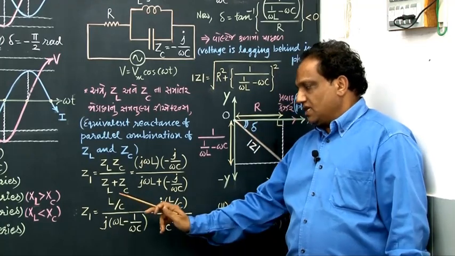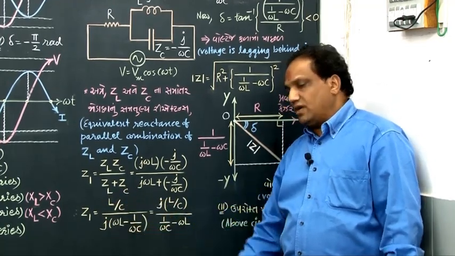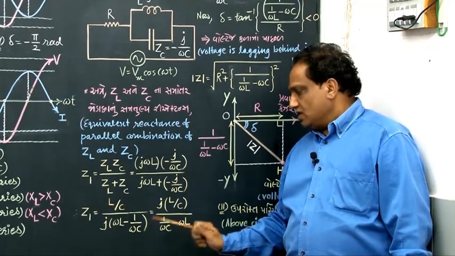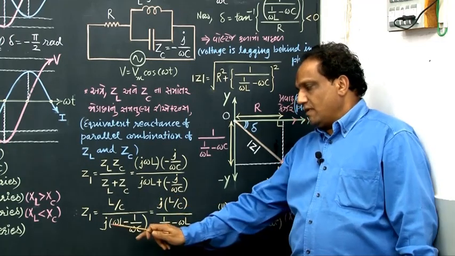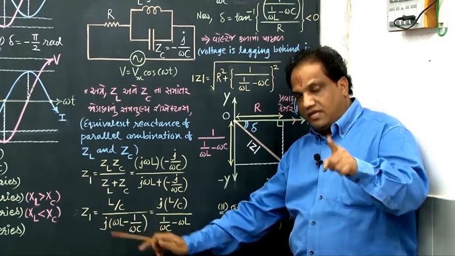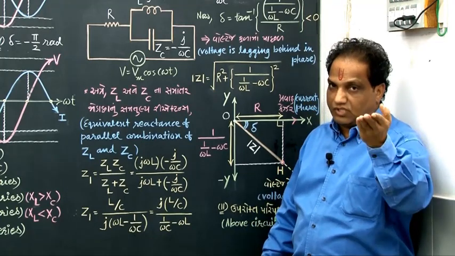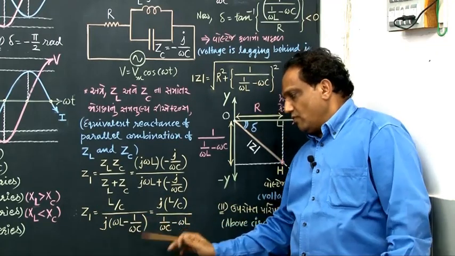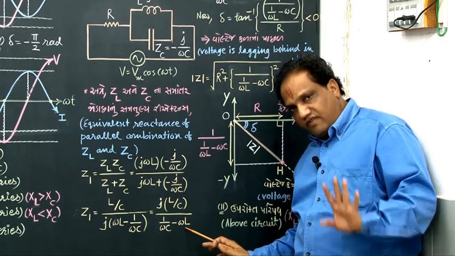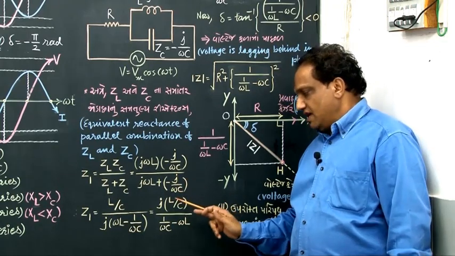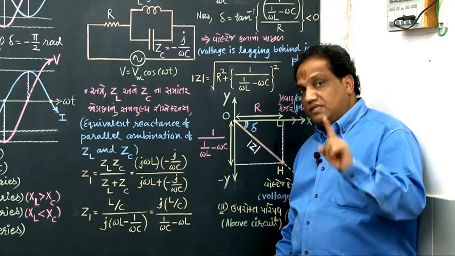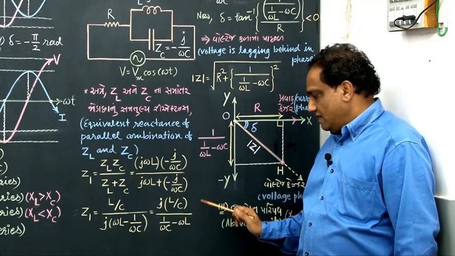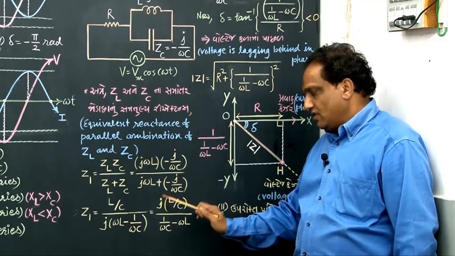Fine. Now just multiply numerator and denominator by J. So J into L upon C. When you multiply by J here, J into J will be J square, and J square equals minus 1. Because it is minus 1, if you multiply inside, order will be reversed: 1 upon omega C minus omega L. And now multiply each term, numerator and denominator, by C upon L. If you multiply by C upon L, C will cancel, L will cancel, giving you J.